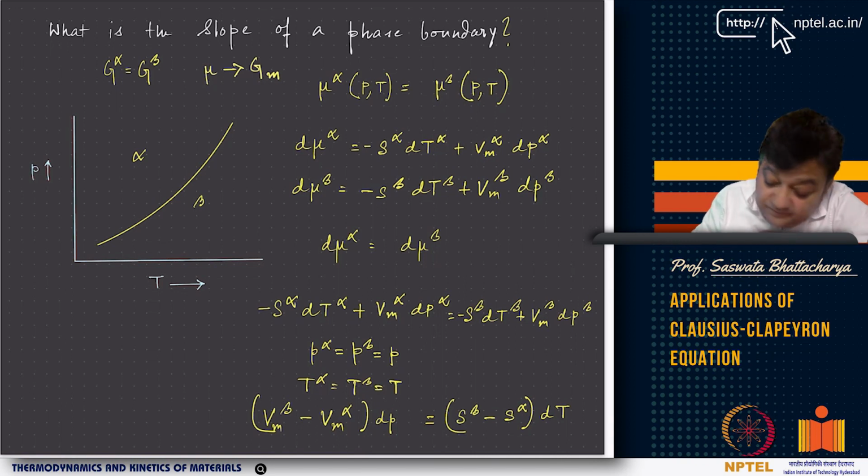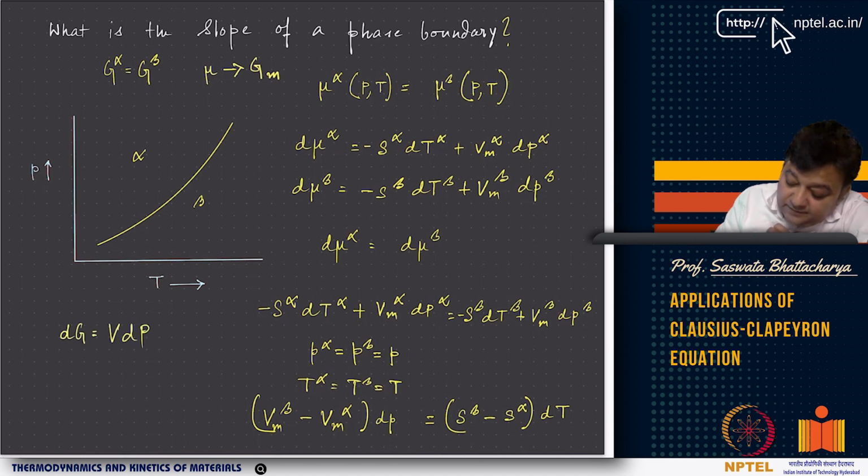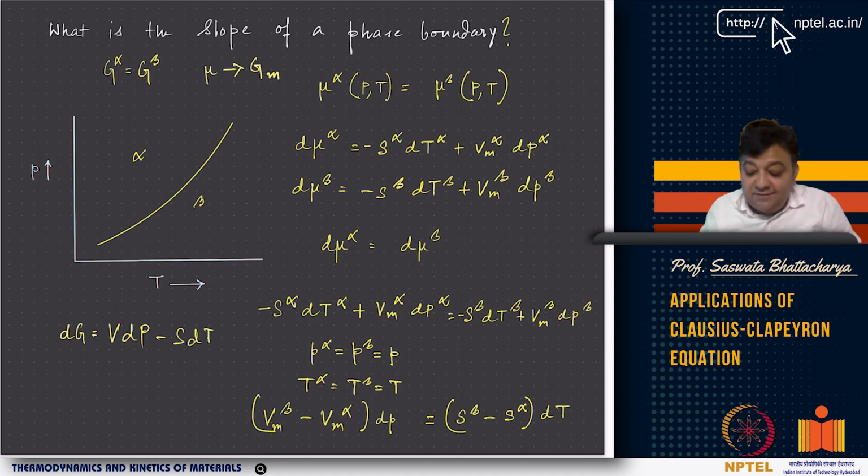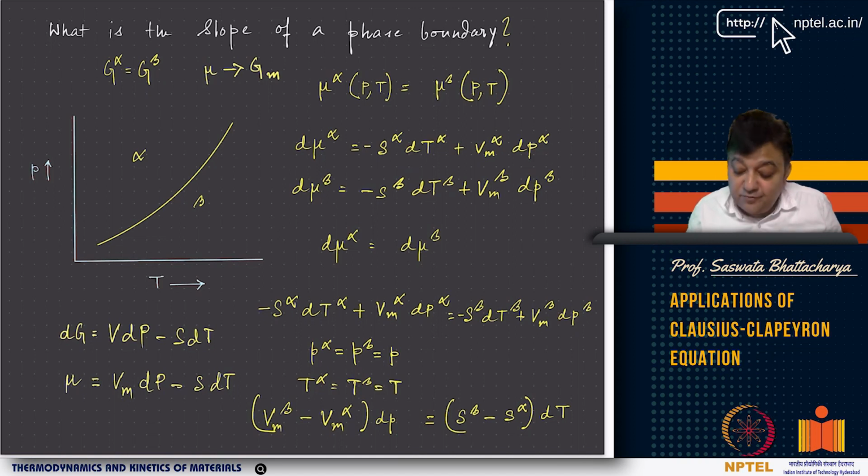Now as you know, d mu alpha comes from dG equals VdP minus SdT. We have done this. There is also a plus mu dn term, but here there is only one component. So if I divide by n, the number of moles of that component, then dG by n, which is basically d mu, equals Vm dP minus Sm dT. Vm is the molar volume, and the lowercase s represents the entropy per mole.